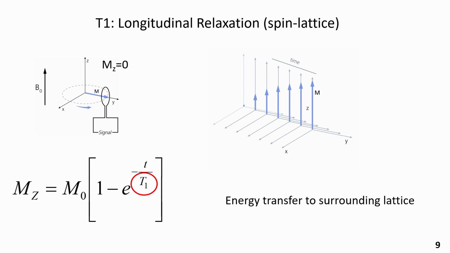This type of relaxation along the Z-axis involves energy transfer from the spins to the surroundings. If we inject a gadolinium-based contrast agent, then this energy transfer can be faster, and therefore T1 becomes shorter. We can use this for imaging tissue perfusion and viability.